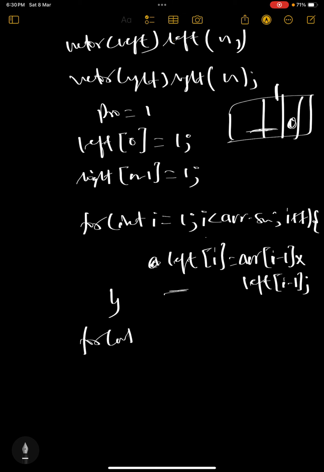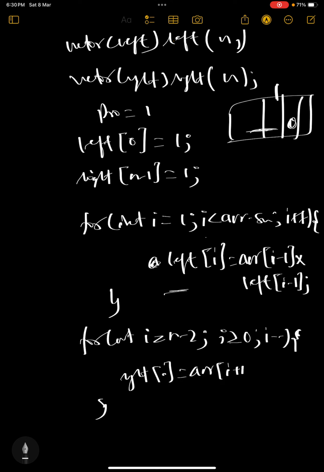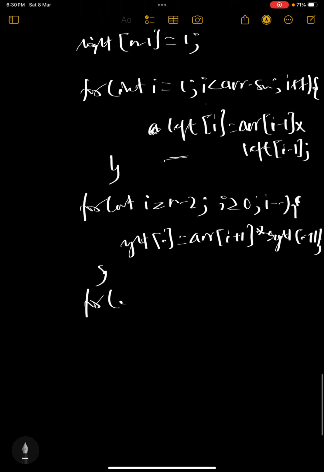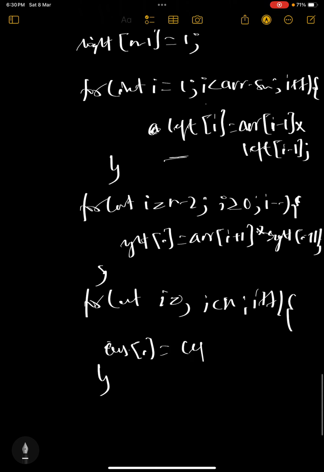Now for right, again I will do i from n minus 2, i greater than or equal to 0, i minus minus. Right of i looks like array of i plus 1, the next element, into right of i plus 1. After doing this, you can simply populate the answer array for i less than n, i plus plus: answer of i is equal to left of i into right of i. So the answer will be populated.